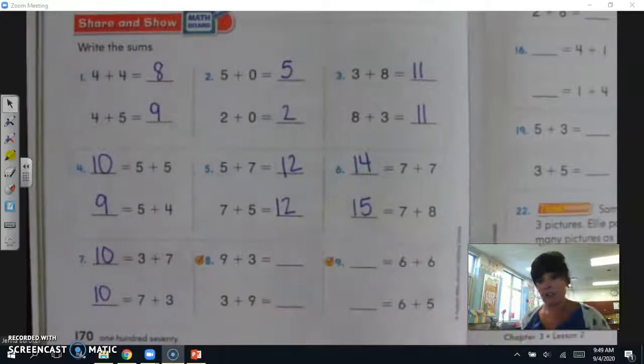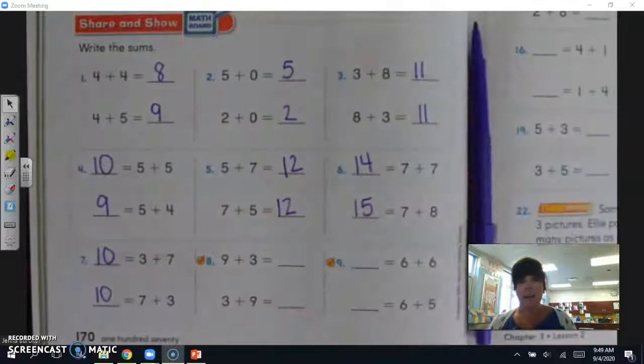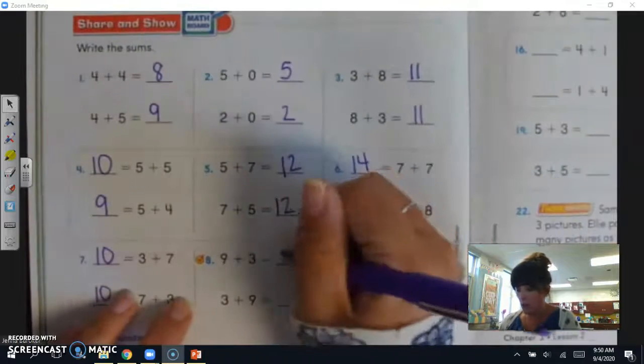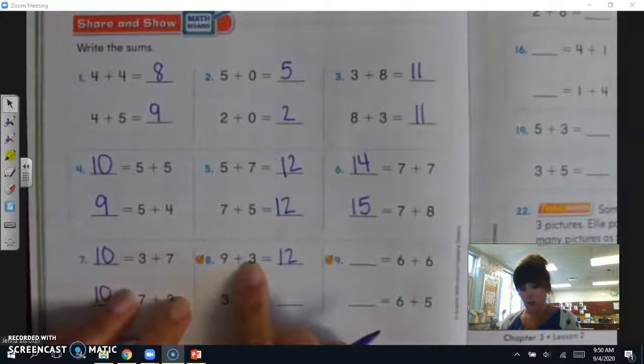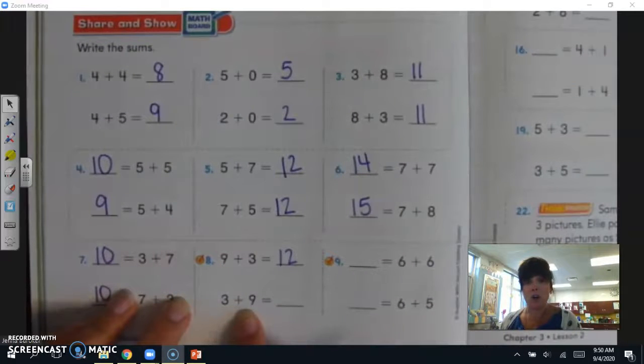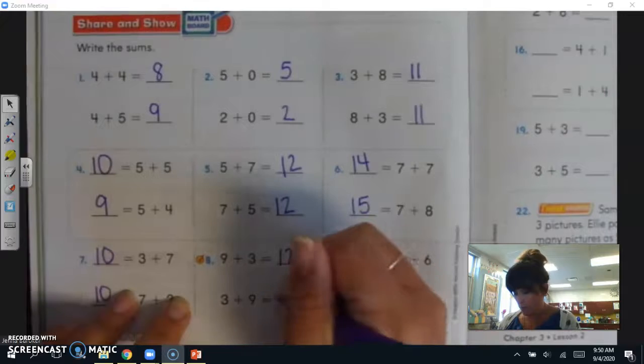Number 8, 9 plus 3. Again, if you need to count on, we could start at 9 and count on 3. 9, 10, 11, 12. Answer is 12. Well, if 9 plus 3 equals 12, then 3 plus 9 has to also equal 12.